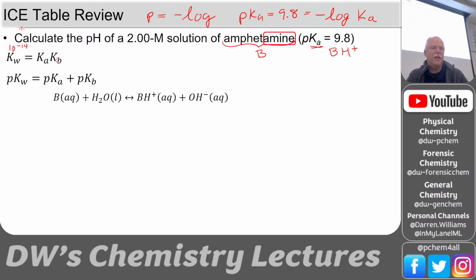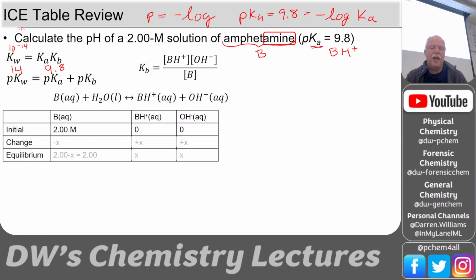Kw is Ka times Kb. So we could solve for Kb if we knew Ka. We could also take the minus log of all of those. We could take the pKw, and if we take the minus log of this product, we get the sum of those two logs. So this is 14 here, and this is 9.8 that's given in the problem. And so we could figure out what Kb is. It's 14 minus 9.8. So that would be easy to do.